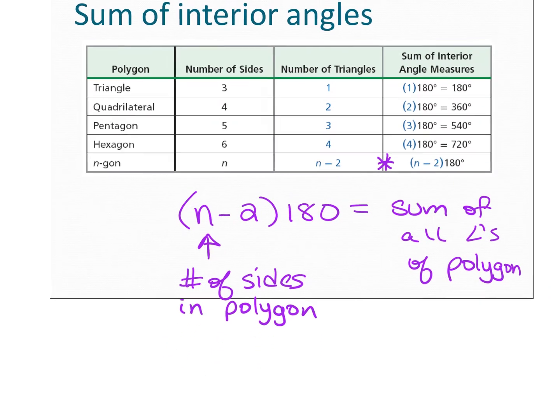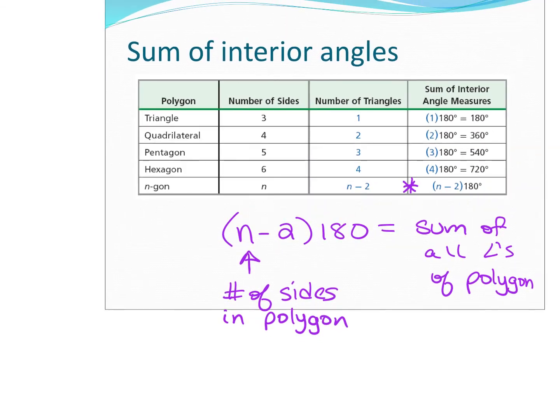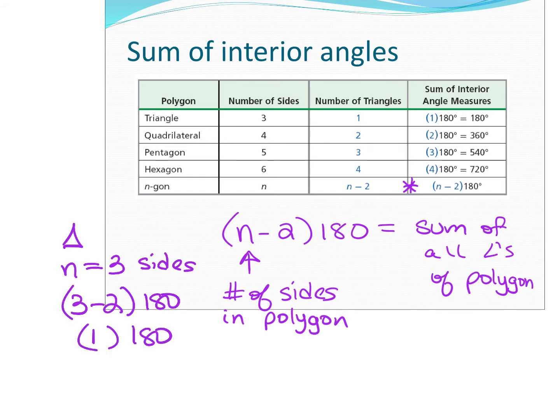In the case of the triangle, just applying this formula, we know that there are 3 sides, so that's my n value. I'm going to plug that in. We always subtract 2 from the number of sides. So 3 minus 2 is 1. 1 times 180. And the sum of the interior angles of your triangle is going to equal 180. Now, we already learned the triangle sum theorem, so really we shouldn't have to apply this formula to a triangle, but I just wanted to show you how it works.